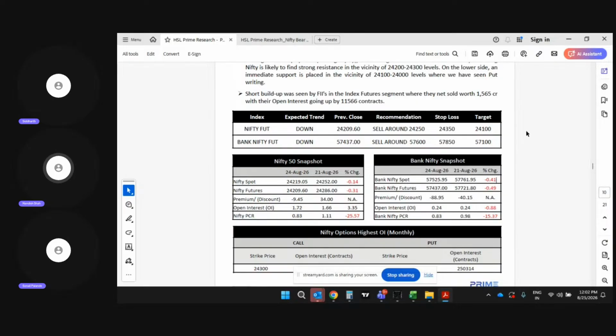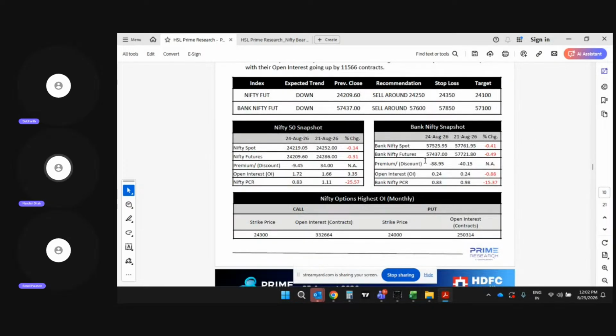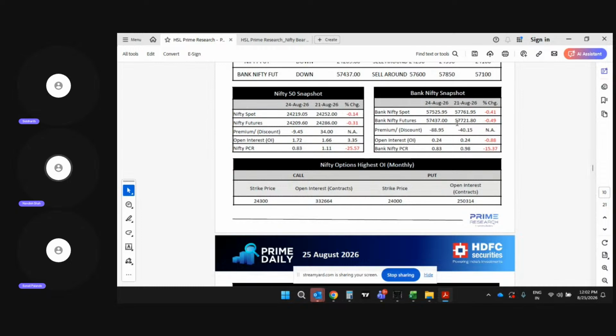Now coming to option data. This is the 25th August, today's monthly expiry. Highest open interest in call stood at 24,300 as of yesterday, while in puts the highest open interest stands at 24,000. So broadly, this was the range the market was expecting at the end of yesterday, between 24,000 and 24,300.